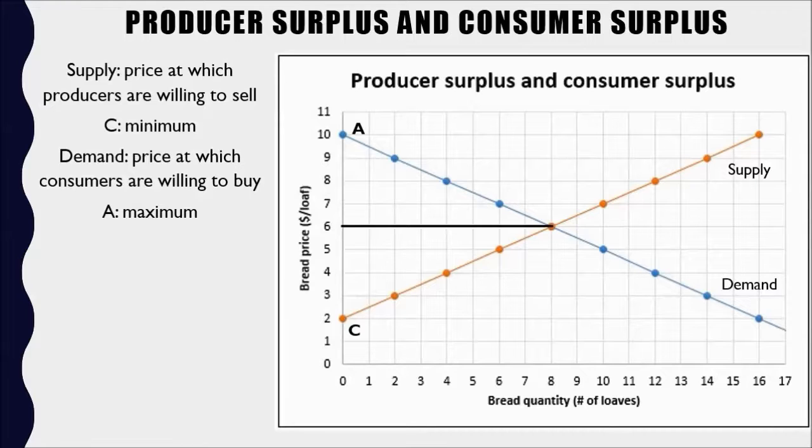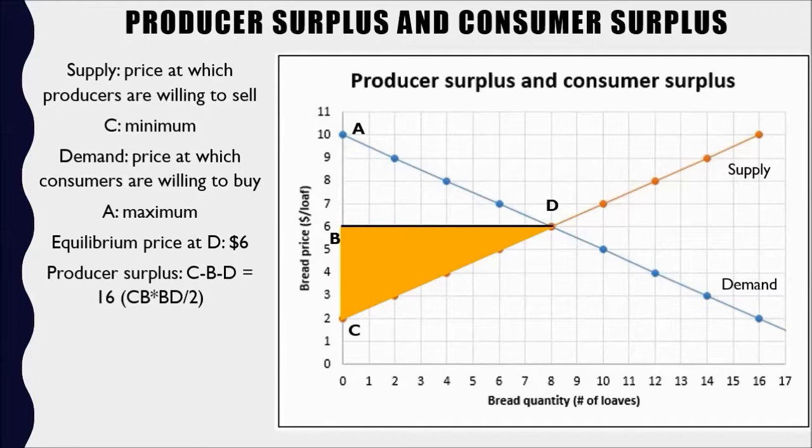In this example, the equilibrium price is $6. This means that consumers who are willing to pay more than $6 for a loaf of bread will benefit in this market because they will be able to purchase bread at a lower price than they would be willing to pay. Similarly, producers who are willing to sell a loaf of bread for a lower price than $6 will also benefit in this market because they can sell their product at a higher price than they would be willing to accept for their product. The exact producer surplus is determined by the area between the supply curve and the equilibrium price.